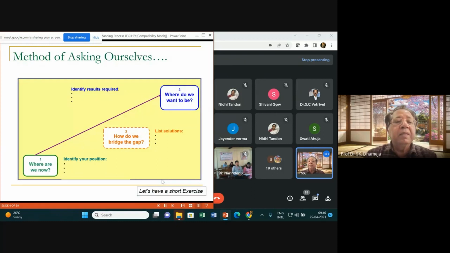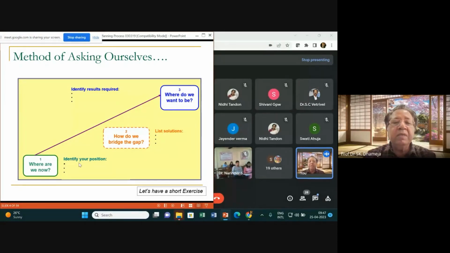Okay. So again, the same thing basically, but in a different graphical description. Like you see over here, where are we right now? So identify your position. So here you can write. So where are you right now? You see where my cursor is.